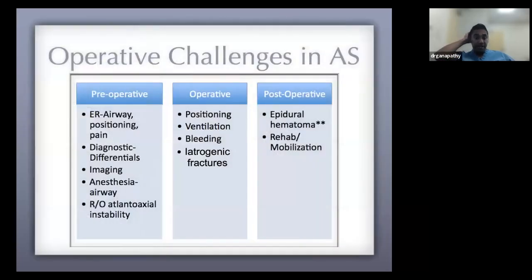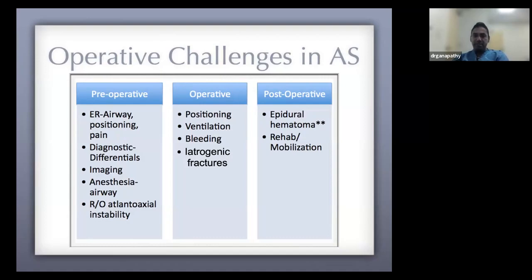So, the operative challenges, I just want to have a summary slide. Preoperatively, we talked about the airway, the positioning, and then the diagnostic differential, anesthesia, airway. In our center, we typically try to get anesthesia to have a look at them just before the case to ensure that there are no challenges or surprises. Always be suspicious for an atlantoaxial instability. I'm not saying you should spend time trying to rule that out, but keep that in mind as you're evaluating your imaging.